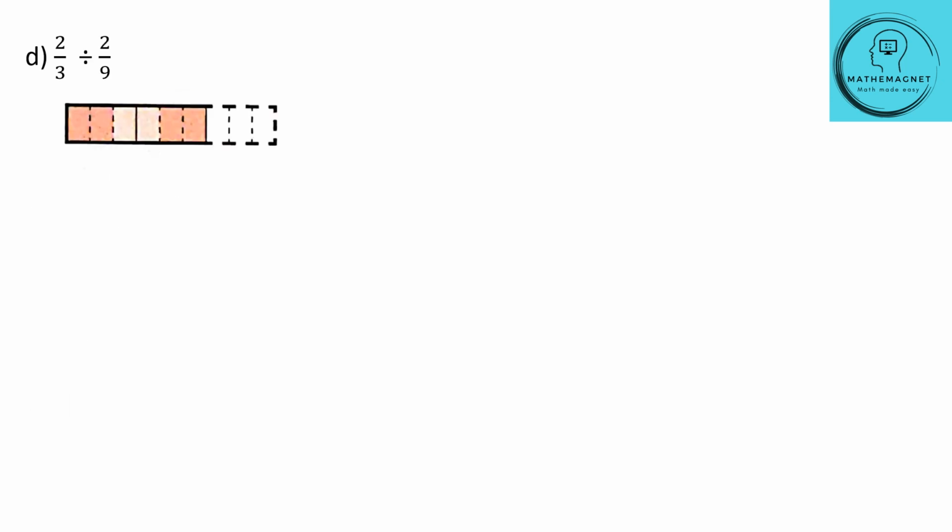The next question, 2 by 3 divided by 2 by 9. It can be written as 2 by 3 into 9 by 2, that is after flipping the fraction. So 3 and 9 will cancel out 3 times and 2 and 2 will cancel out 1 time. So it will be equal to 1 into 3 by 1 into 1, which is equal to 3.